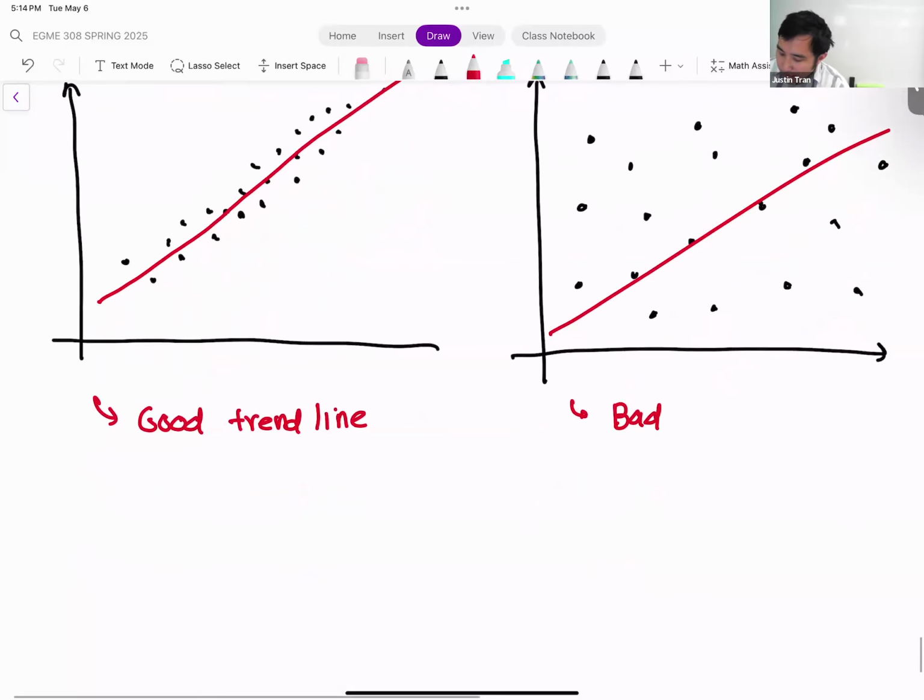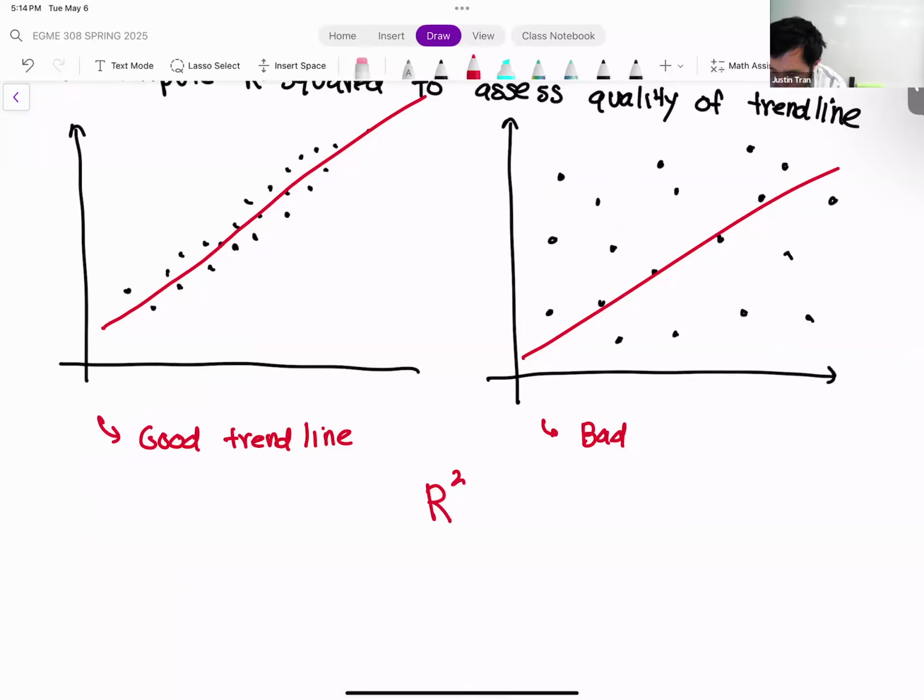Okay. And so to assess whether you have a good trend line or whether your data is closely correlated, you can compute something called R squared. For a good trend line, R squared will be something close to 1. Whereas for a bad trend line, R squared will be maybe less than 0.7. Once you get past 0.7, even 0.8, I would say your trend line is probably not that good. You're probably looking at Chips Ahoy data rather than any kind of real correlation.